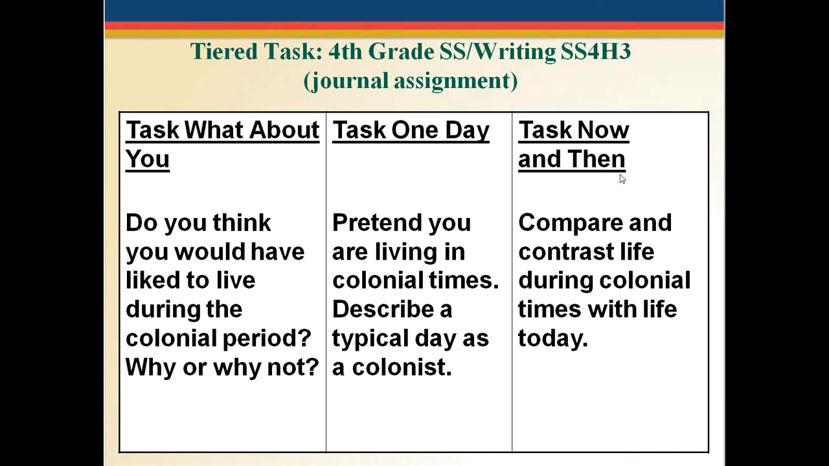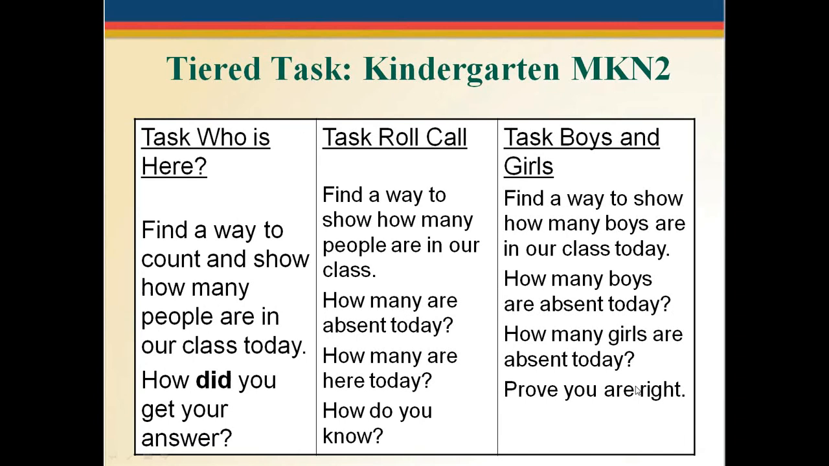For example, this task is called the What About You task, and the teacher can say, I'm going to need all the folks working on the What About You task to come over here. And then the one-day task, and then the now and then task. You can see in the middle of the road assignment here that the students are pretending they're living in colonial times, and they're describing a typical day. And of course, they're doing that from some text or passage that they've been given or some previous evidence or information. The students who need more support are thinking about what they would have liked during the colonial period and writing about that. And then the now and then kids are comparing and contrasting, which is an additional step.